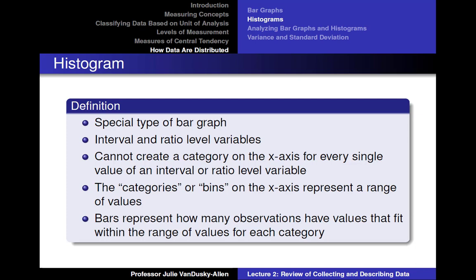So instead, we create categories or bins on the x-axis that represent a range of values for the variable. Then we count to see how many observations have values that fit within the range of the values for each category. Hence, the bars represent the total number or percentage of observations in the variable that fit within the range of values for each category.